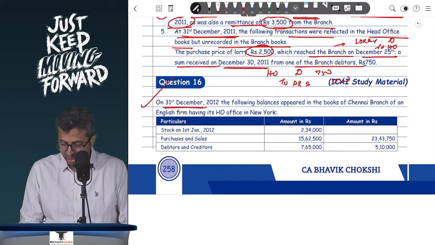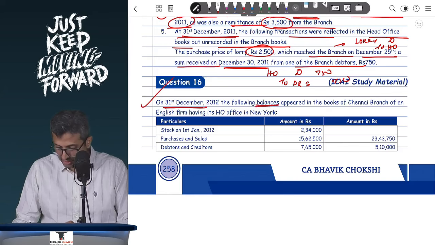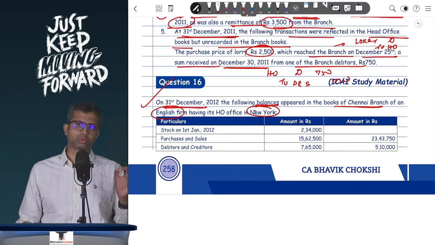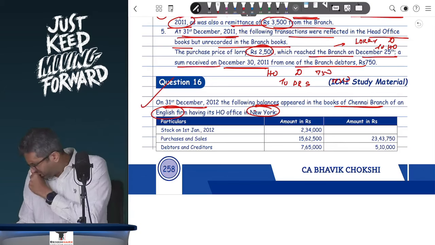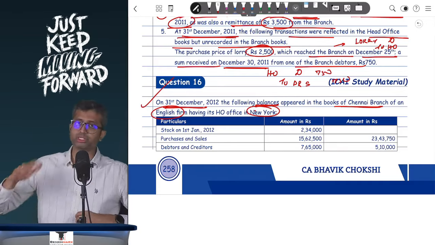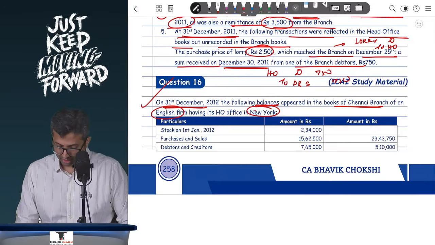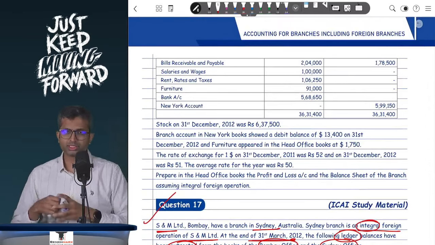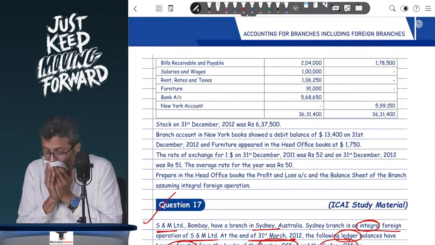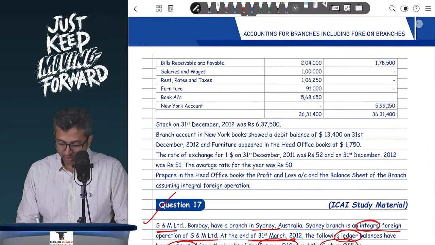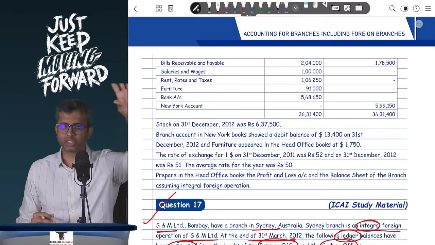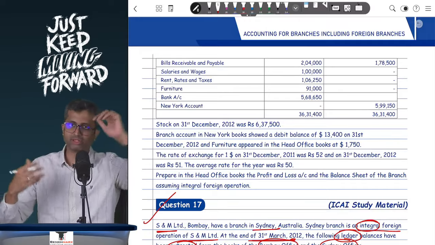Question 16. On 31st December 12, the following balances appeared in the books of Chennai branch of an English firm having the head office in New York. Which means if it is a Chennai branch, it will prepare accounts in rupees. But sorry, you'll have to convert this back into dollars. So over here, we'll have this entire thing. I think this is in rupees. And if the rates are given in rupees per dollar terms, you'll have to divide this. So if there's 10,000 rupees divided by rupees 50 per dollar, that will give you the answer in dollars.